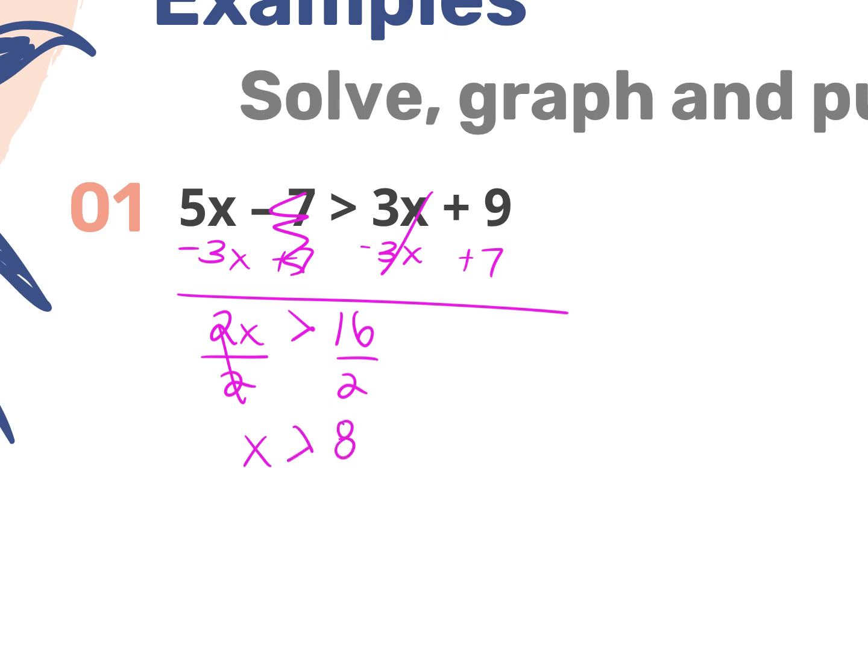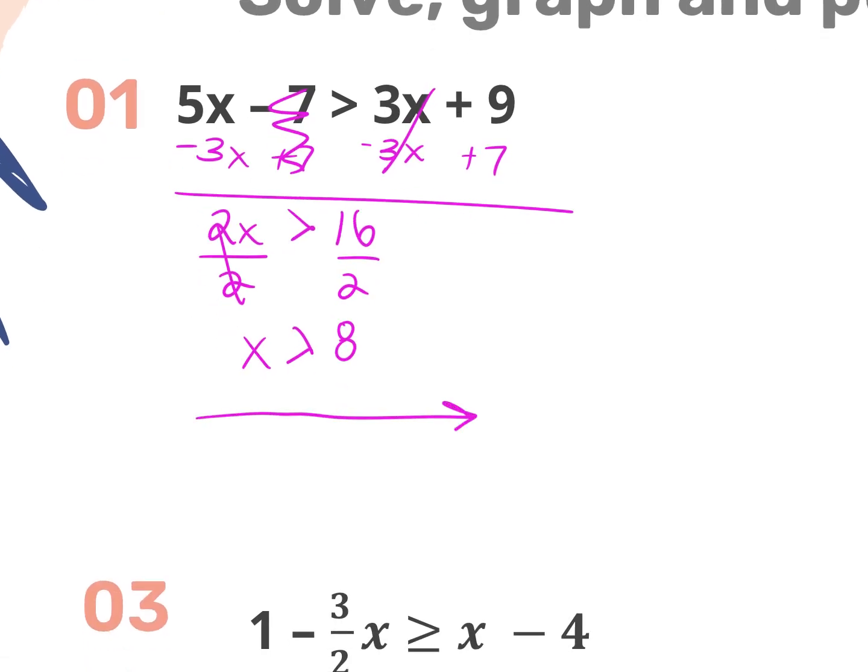All right, now think about this. X is greater than 8. That's our inequality statement. We're now going to graph this on a number line. All I need to see from you guys is 0. And then where would 8 be? To the right of 0 or to the left? Okay, so 8's over here.